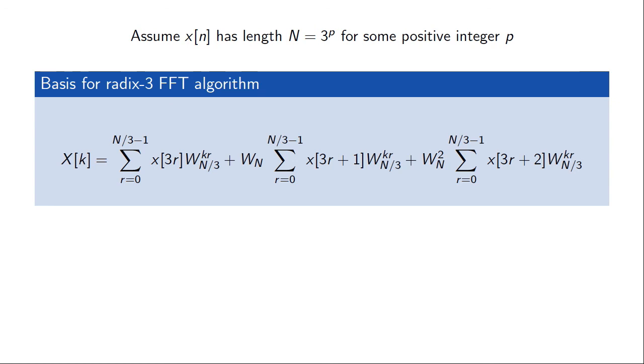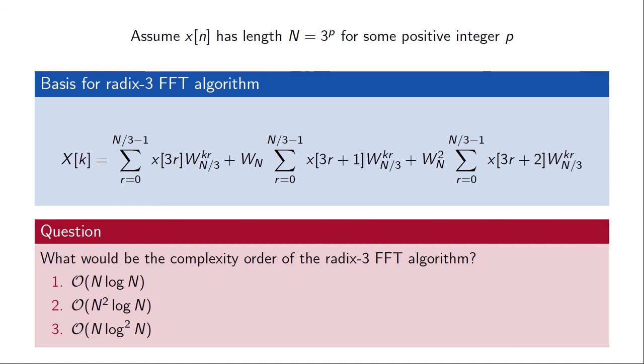However, the question is now, what would be the complexity order of the radix 3 FFT algorithm? Would it still be order n log n, or would it be order n squared log n, or would it be order n log squared of n?